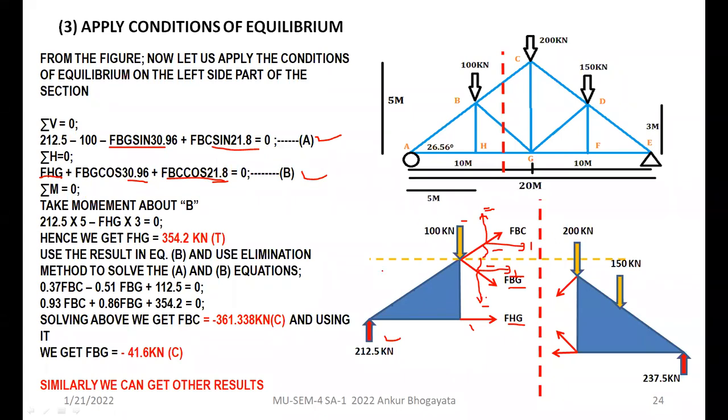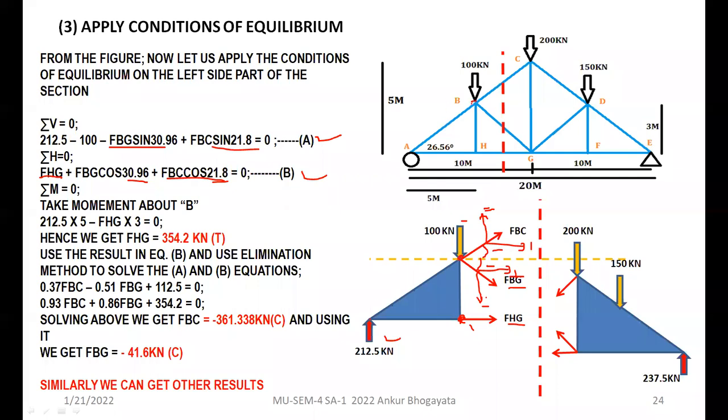Now let's decide where you should ideally take a moment. If I take moment at point A, it will bring a lot of unknown forces in my equation, which I don't want. If I take moment at H, it will again bring unknown forces in my calculations, which is not possible. So definitely I will take moment on point B.